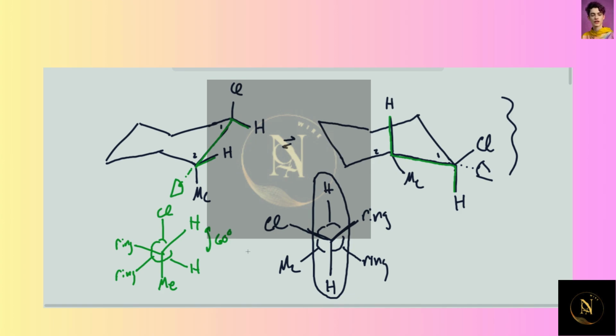Let's see. The options are gauche, eclipsed with 0 dihedral angle, eclipsed with 120 degree dihedral angle, or anti. And so the answer would just be gauche. This is like the definition of gauche interaction.